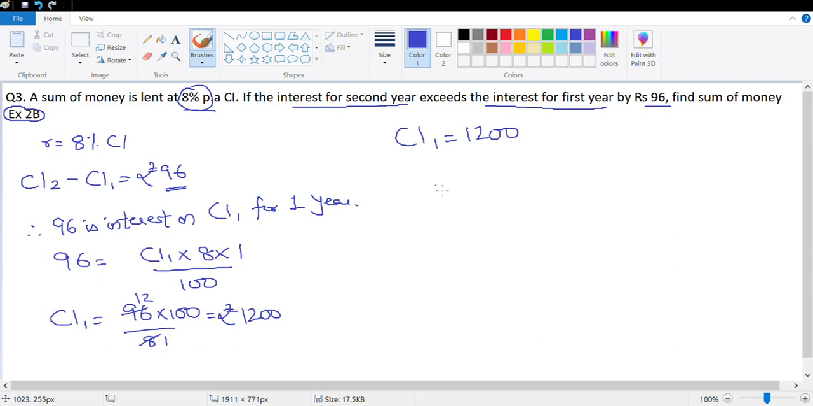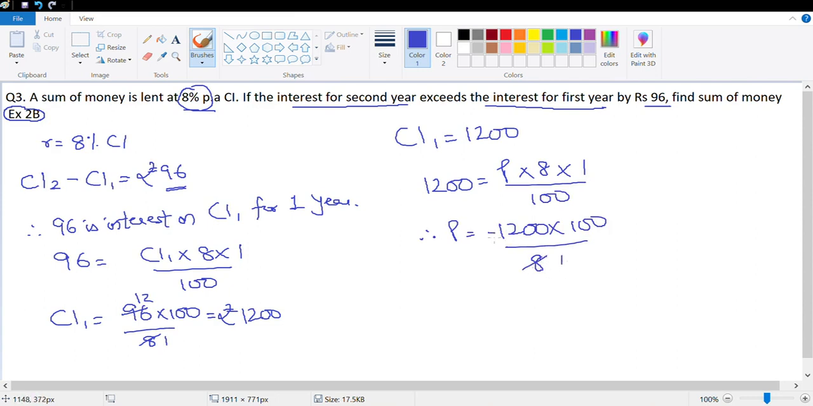So compound interest for first year is 1200 and compound interest is at the rate of 8%, right? So 1200 is equal to principal, we do not know. Rate is 8 into 1, which is time, upon 100. Therefore, principal is equal to 1200 into 100 upon 8. 8 into 1, 8 into 15 is 120 with a 0. Therefore, P is equal to rupees 15,000.